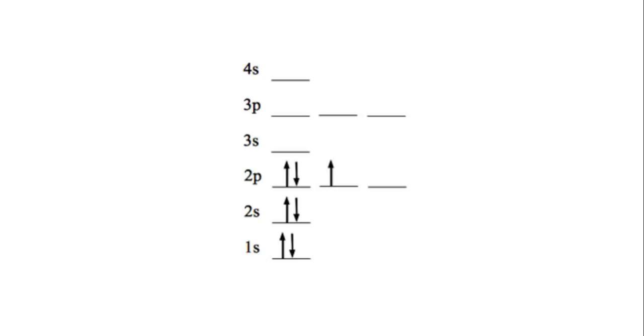So here's an example of what it will look like filling in a diagram. In this case, we have 1, 2, 3, 4, 5, 6, 7 electrons.